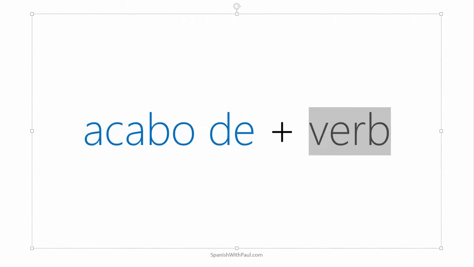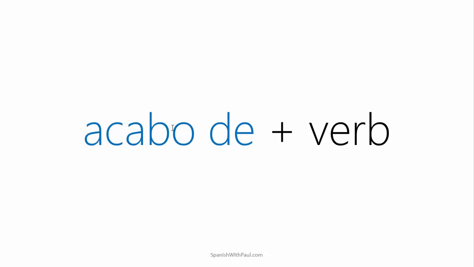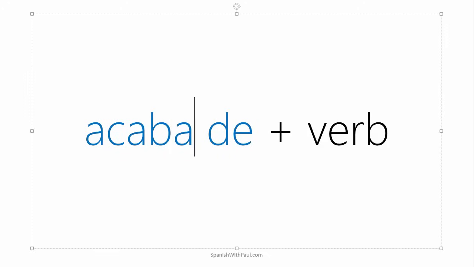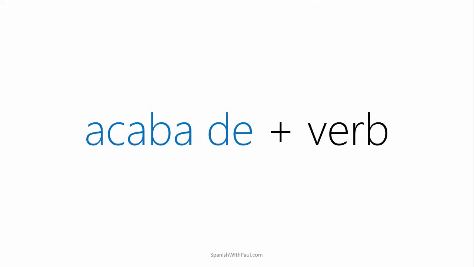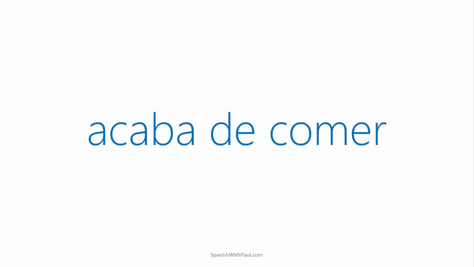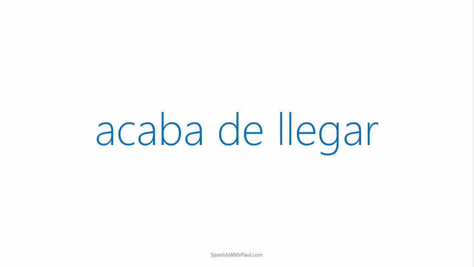Now, we can also do this for other angles. For example, he just or she just. And that is very easy. You simply go back to acabo de, and we're going to replace this O with an A. So the sound we get is acaba, acaba, and all the rest remains the same. For example, let's go back to our verb to eat. What is that in Spanish? Comer. Now try to say, he just ate. Acaba de comer. What about she just arrived? Acaba de llegar.